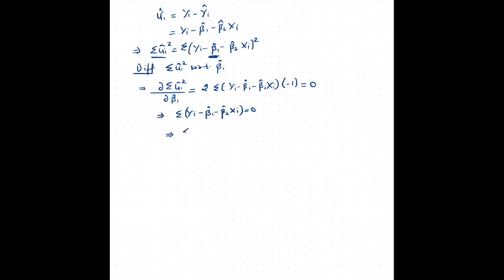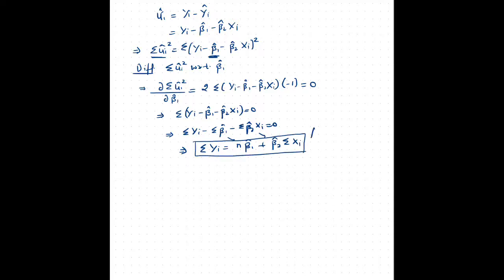This implies summation yi minus summation beta 1 hat minus summation beta 2 hat xi is 0. This implies we have summation yi equals, now this becomes n beta 1 hat plus, and this becomes beta 2 hat summation xi. Now this is called the first normal equation.